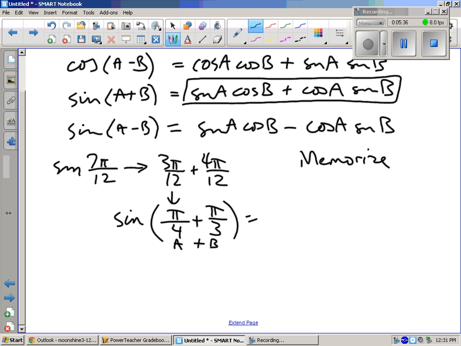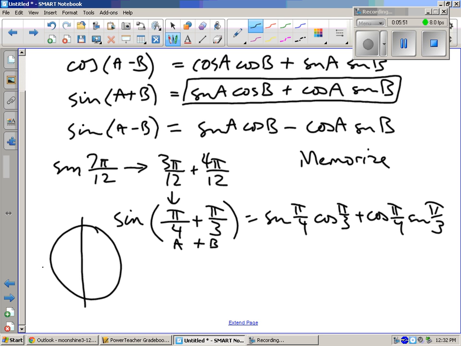So I'm going to plug in the A and B. Sine of pi over 4 cosine of pi over 3 plus cosine pi over 4 sine pi over 3. Again, let's think of our circle, pi over 3 and pi over 4 there. It's exactly what we did on the other problem, actually.